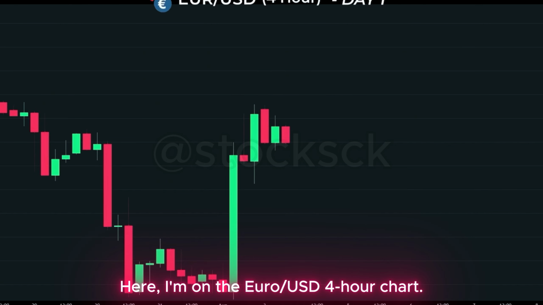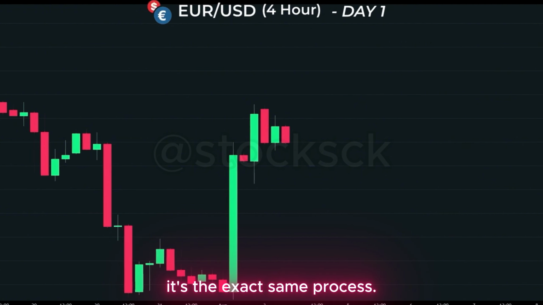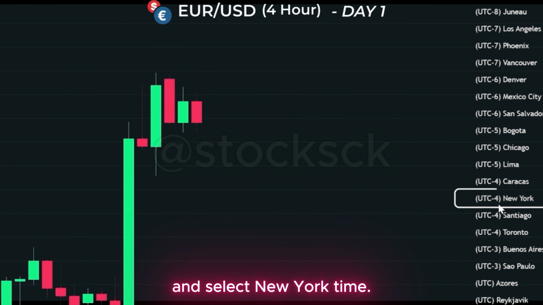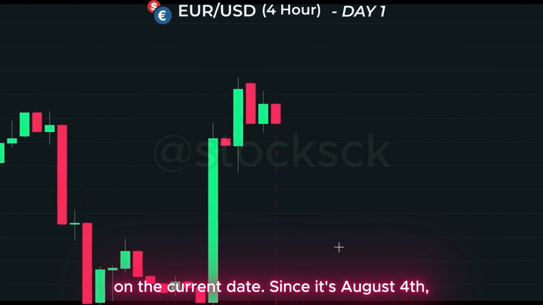Here, I'm on the Euro-USD 4-hour chart. To apply the 4-hour range in Forex, it's the exact same process. Go to the time zone setting at the bottom right of the chart and select New York time. Then, find the first 4-hour candle that formed on the current date.